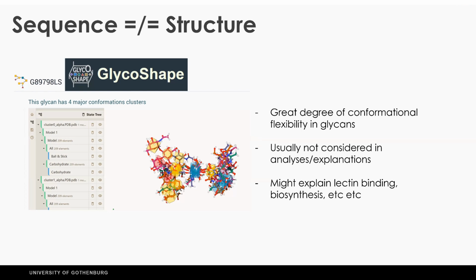you see that there is quite some difference in the positions of these monosaccharides in the different conformational clusters. So a lot of flexibility, which is usually not considered if you do analyses on the sequence level, which we and many others do. But it might explain lectin binding, which is a great opportunity for us, of course.